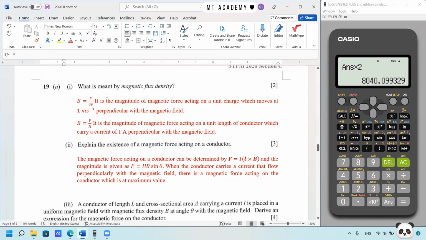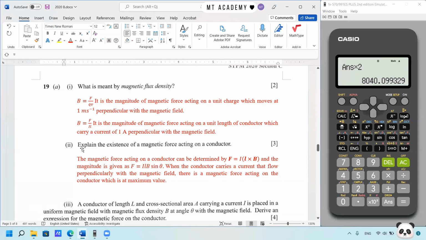So magnetic flux density is the magnitude of the magnetic force acting on a unit charge which moves at 1 meter per second perpendicular to the magnetic field. For the conductor, we have force over the current and the length. So it is the magnitude of the magnetic force acting on a unit length of the conductor which carries a current of 1 ampere perpendicular to the magnetic field. So here you can choose either one to answer this question.